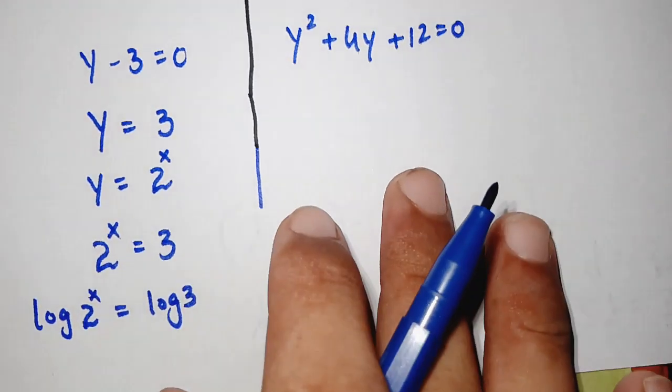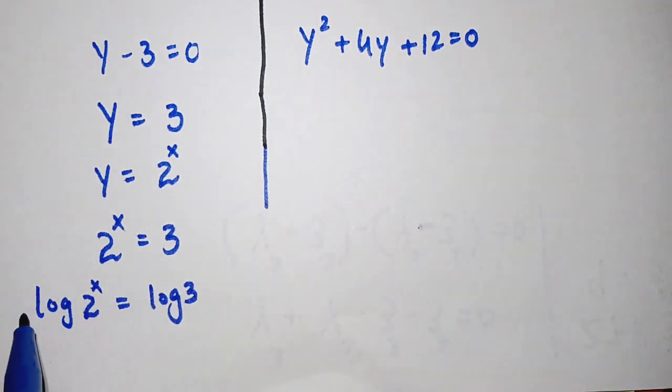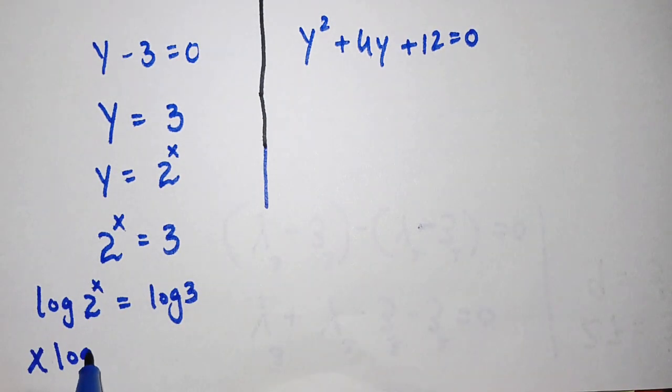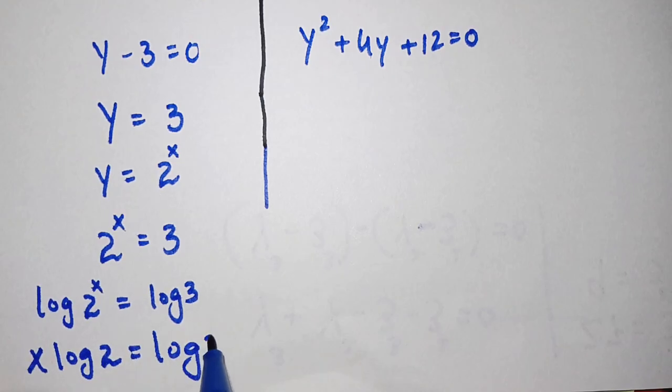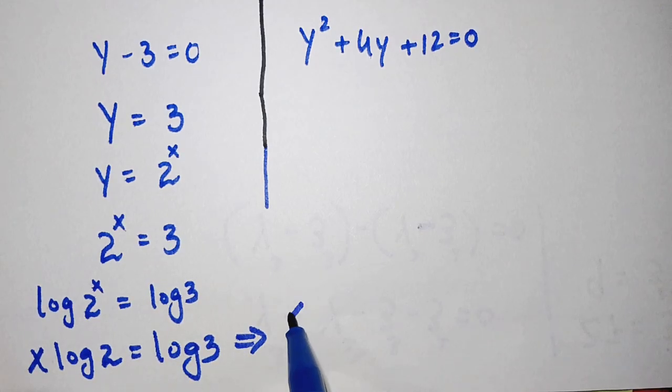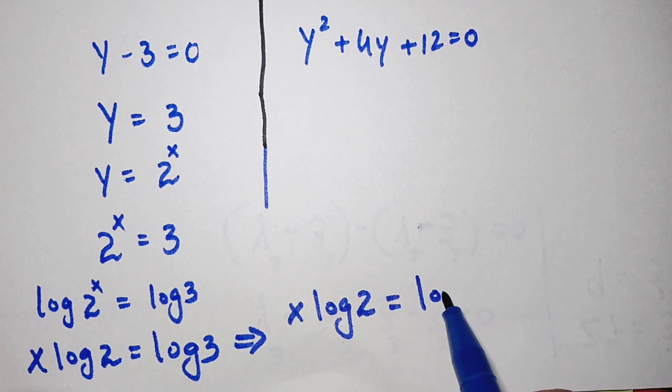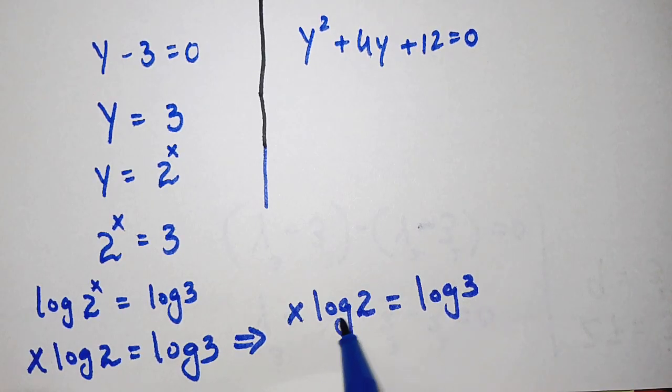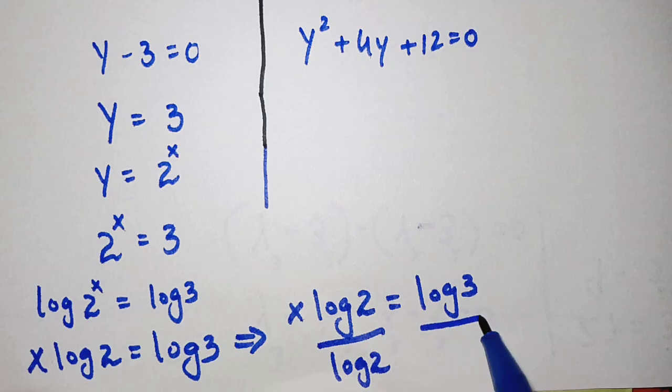Now in the next step, to solve this question we have to move this x to the base, so this will become x log of 2 is equal to log of 3. Now in the next step, here x log of 2 is equal to log of 3. We have to divide both sides by log of 2, so this side divided by log of 2, and also this side divided by log of 2.